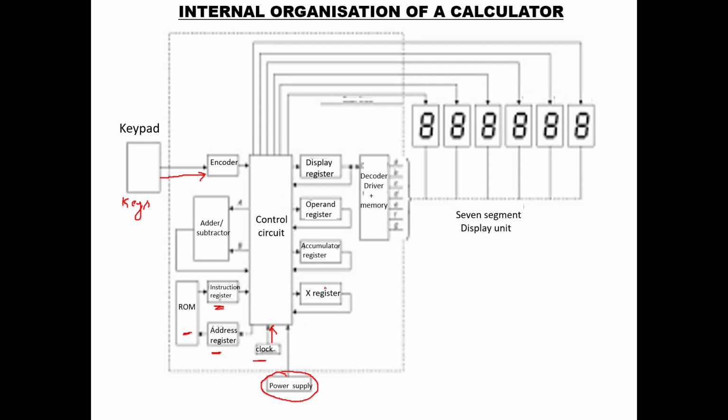Then you have here registers: X register, accumulator, and operand register. The X register is an extra register which will store the operations, whether you are doing addition, subtraction, multiplication. The accumulator and the operand register will have the two operands which have to be operated on, and the answer will be stored back in the accumulator. Then you have a display register which will give the command to the display device.